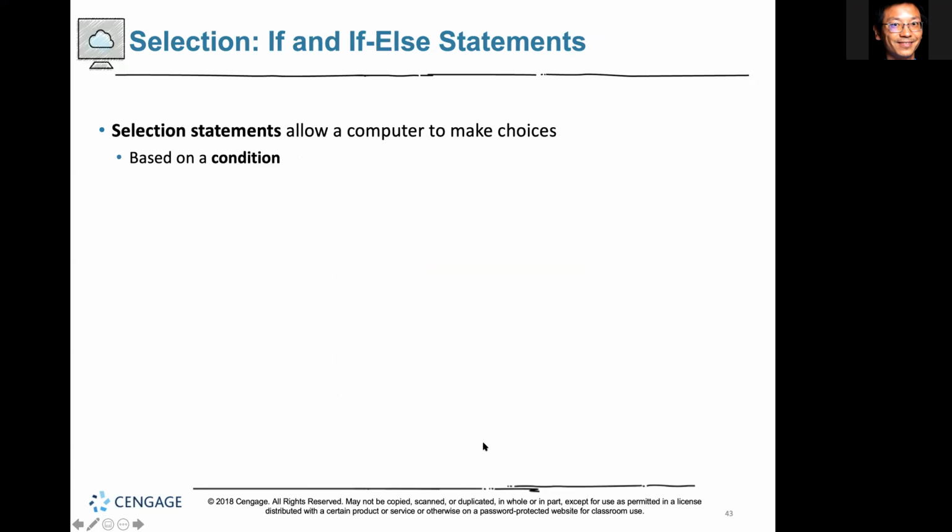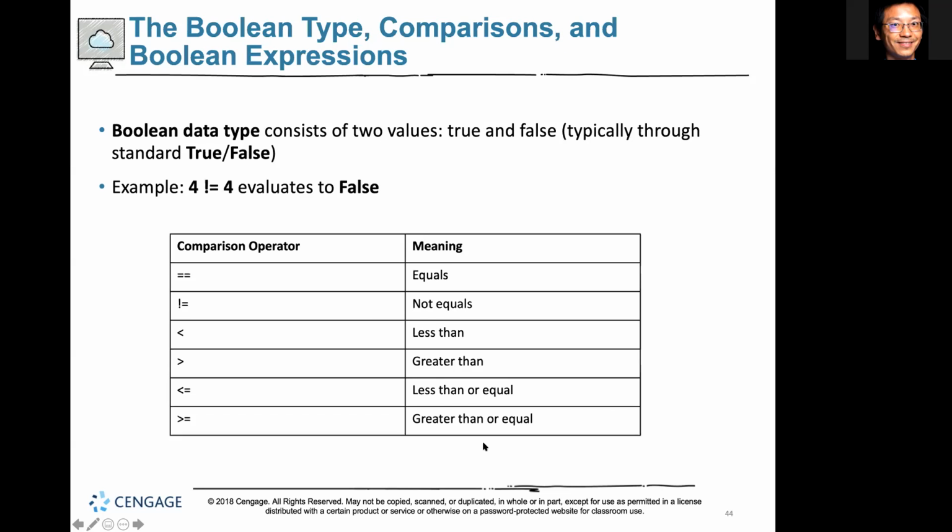All right, how do you select different parts of the code to run depending on the condition? So that's the idea of using if and if else statements. And these are called selection statements. This allows you to make choices. And how do you express condition? So then means we got to introduce you to a Boolean data type. A Boolean data type has 2 values, true or false.